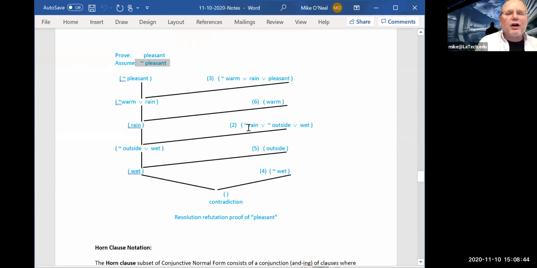But we also know that not rain or not outside or wet is true. If we combine rain, and actually you could refer to the one we previously proved if you wanted to, but I drove it all the way through. So rain and not rain or not outside or wet, the rains vanish, and that gives us not outside or wet, which goes with outside, which gives us wet, which goes with not wet, which gives us our contradiction. Anybody have problems with that, or did it go through? Okay. All right, so that's basically resolution and resolution refutation proofs.